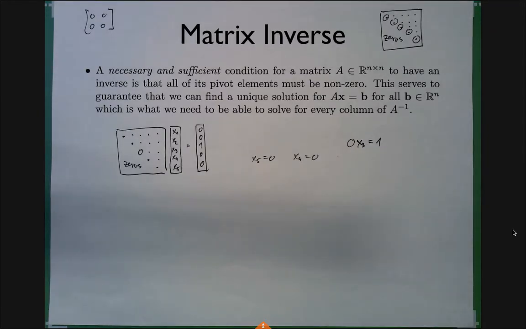There are other ways to do that. Once we talk more about the determinant, you will know that you can tell if the matrix is invertible by looking at the determinant. If the determinant is 0, it means it's singular. If it's non-zero, it's invertible. We will get there later.